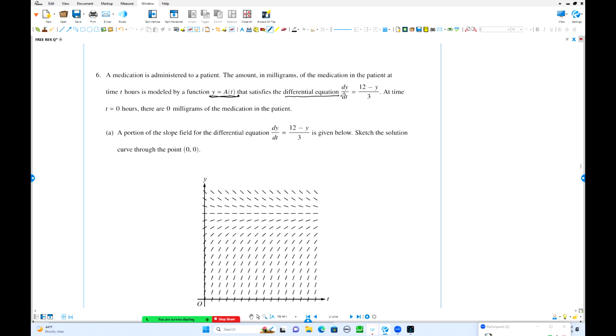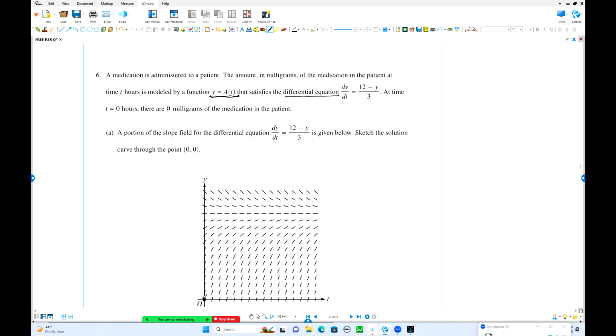It looks like dy/dt equals 12 minus y over 3. At time t equals 0, y is 0 milligrams. That means they're going to start at t equals 0, and the amount of medication is 0. Maybe you can start from here. That is the initial condition.